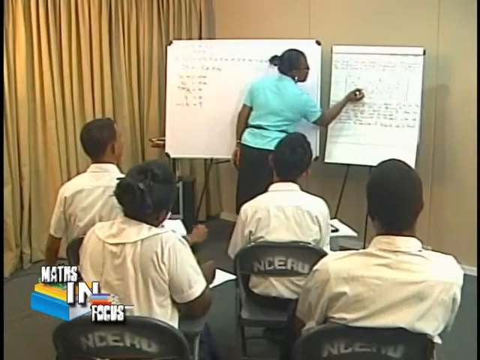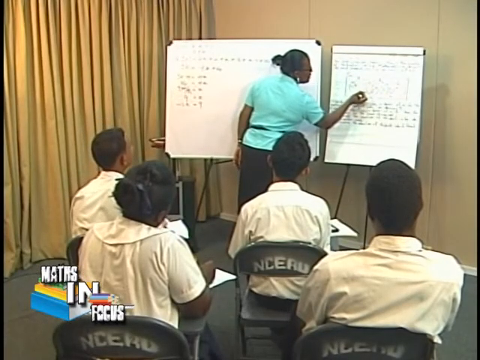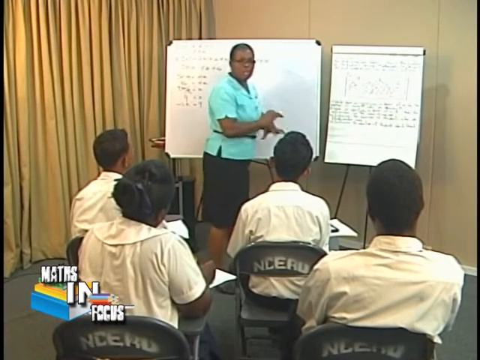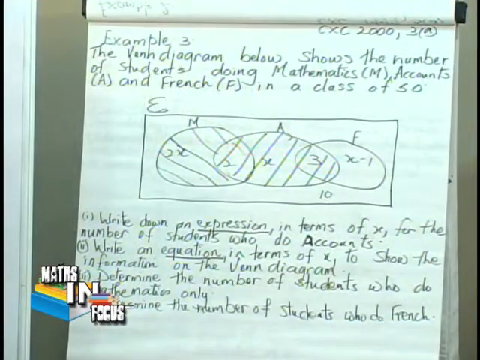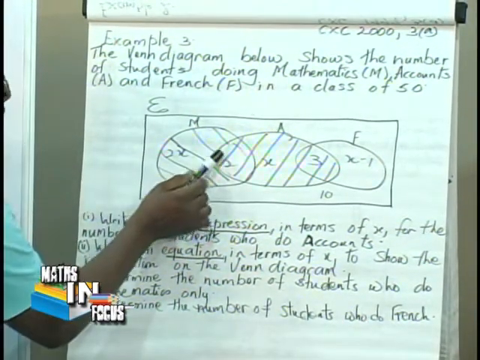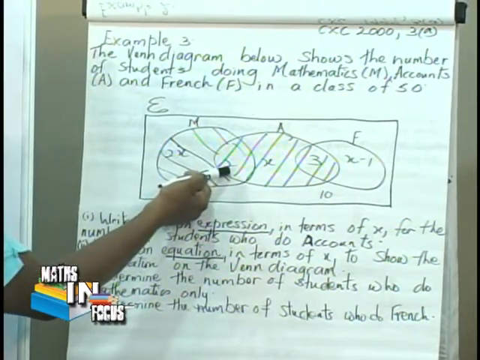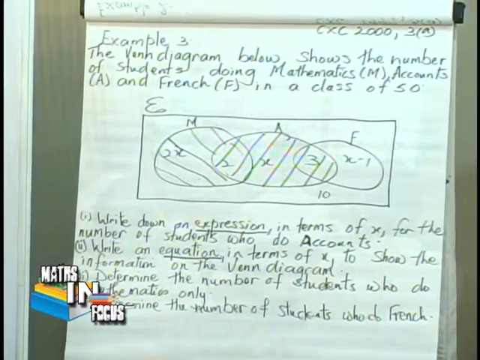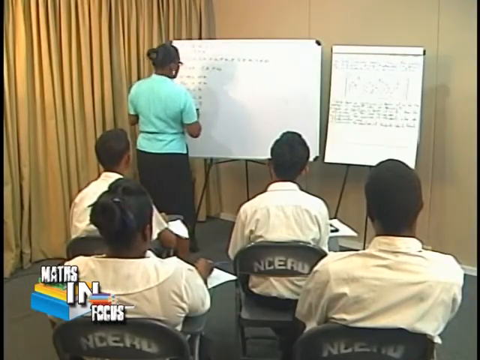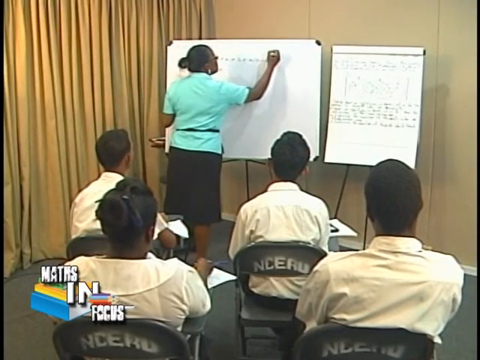So here we have mathematics only. Now, if he had let the lines go across to 2, that would have been just general mathematics. But we want only maths. So this portion here would be both mathematics and accounts. Good? Now, mathematics. So let's go to part 3.